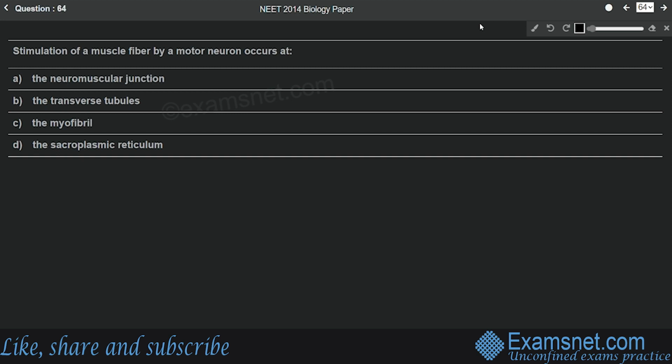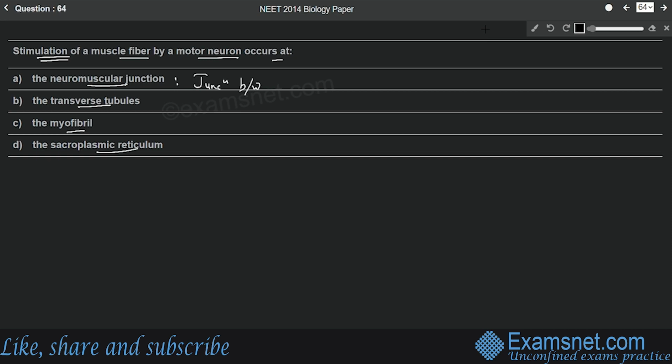Question number 64 is again from the chapter Locomotion and Movement, and the question is: stimulation of a muscle fiber by a motor neuron occurs at, options are the neuromuscular junction, the transverse tubules, the myofibril and the sarcoplasmic reticulum. So the correct answer will be the neuromuscular junction.